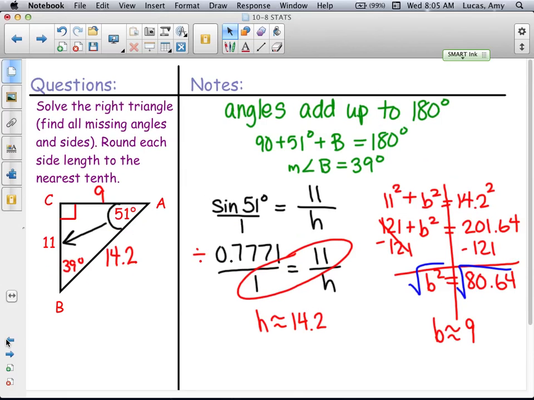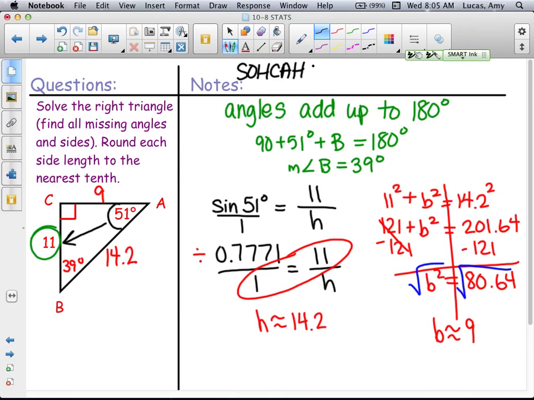And then in this first example, because you were given the 51-degree angle and you were given the side 11 that was opposite, from your trig ratios from SOHCAHTOA, you could have used either of the ratios that had the opposite side in them. So you could have done a sine or a tangent first, using that 11 in relationship to the 51-degree angle.